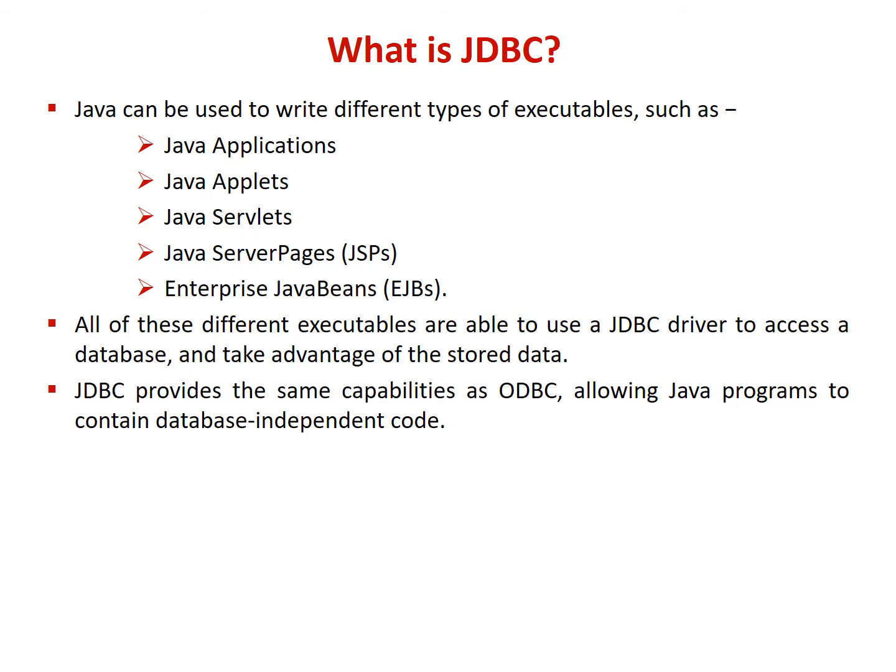Java can be used to write different types of executables such as Java applications, Java applets, Java servlets, Java Server Pages, and Enterprise Java Beans. All of these different executables are able to use a JDBC driver to access a database and take advantage of the stored data. JDBC provides the same capabilities as ODBC, allowing Java programs to contain database-independent code.